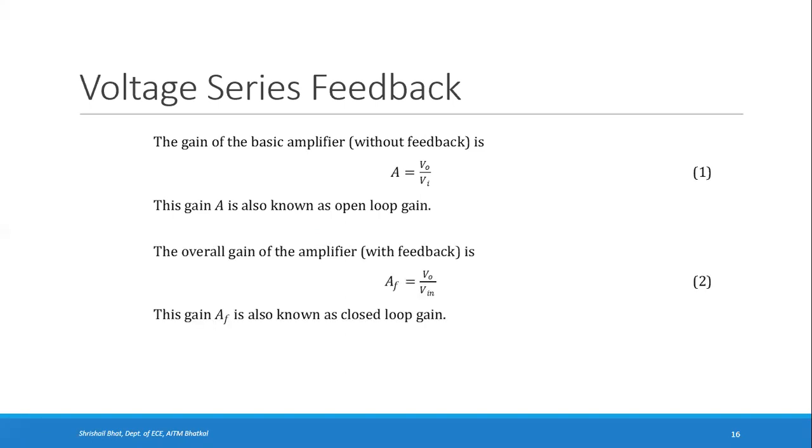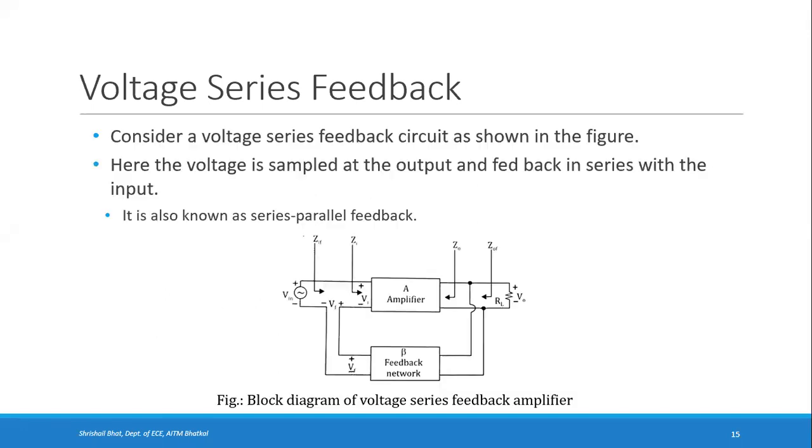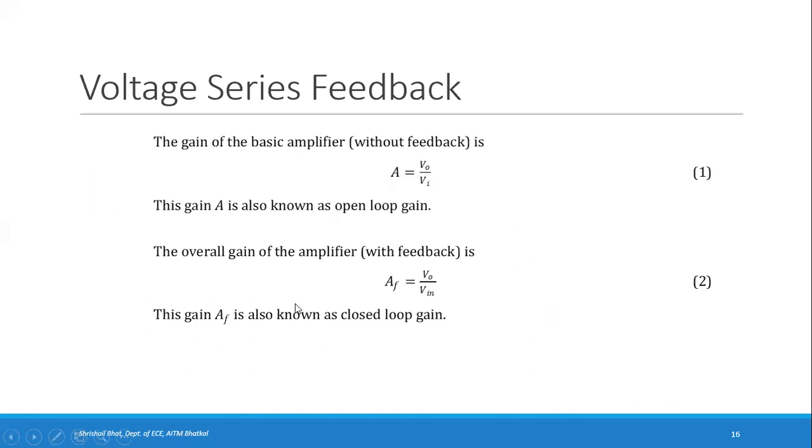The overall gain of the amplifier with feedback is output voltage divided by the input voltage with feedback, right? At this end, what is the input voltage? It is Vin. So overall gain is V naught divided by Vin. That gain is called gain with feedback. That's why we use a subscript F. It is AF. This gain is also called closed loop gain. So without feedback, the gain is called open loop gain. With feedback, the gain is called closed loop gain.